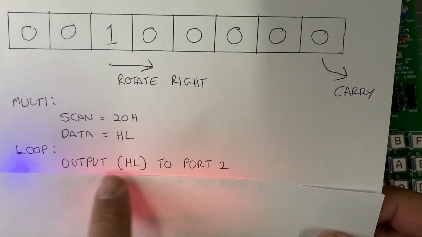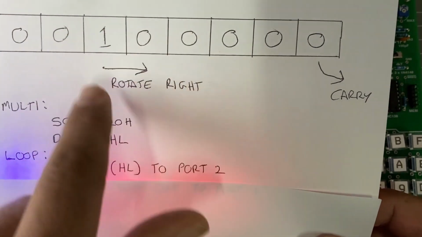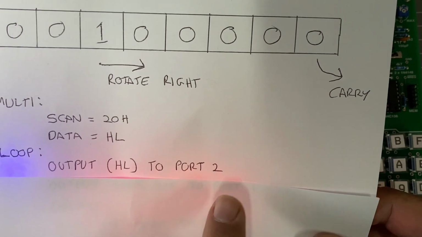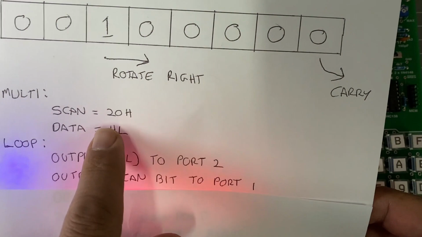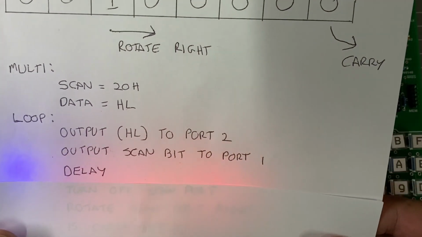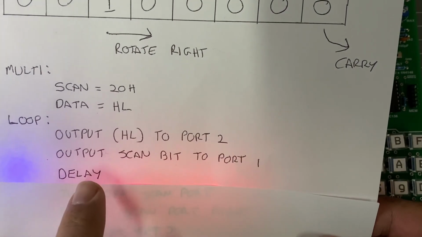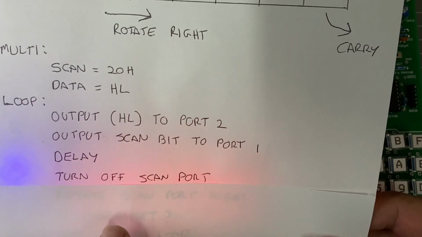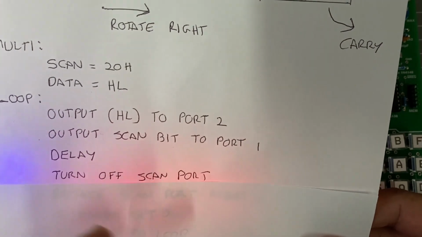And then what we want to do is just output the contents of HL, whatever that is, the data that represents the LED segments, to port 2. That will highlight the particular segments that we want lit up, and then we output the scan bit to port 1. Currently the scan bit's at 20H. Then we need some sort of delay, as we've seen. We need to keep that on for a bit, at least to keep a position so we can see clearly what it is. Then we need to just turn off the scan port, so just blank them all out so it's a clear view of that particular number, no ghosting going on.